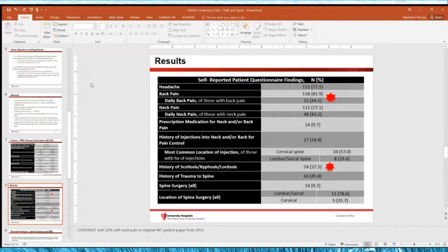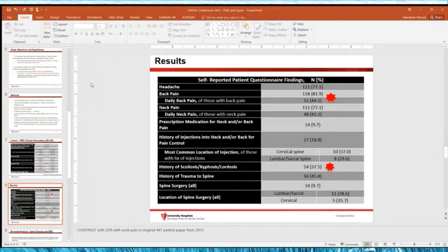And of those patients with back pain, about 45% had daily frequency of back pain, which is quite significant. And we see that about 77% of our patients had neck pain. This is in contrast to about 22% of the patients who reported neck pain from the first 2012 paper of the first 447 patients of the registry.